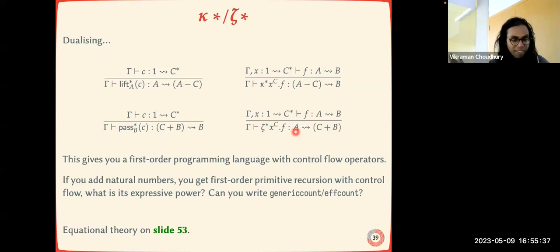And this is a language which doesn't have functions, but it has backtracking and control flow. It's a very mysterious language because if you add natural numbers to it, you get a first order language which has primitive recursion. So it's not as powerful as system T, and it's more powerful than a first order arrow language. Then you would try to study the expressive power of this language. I don't have a good answer for it yet, but I tried to think a little bit about this, the generic effect count paper from Daniel and Sam and John Longley.